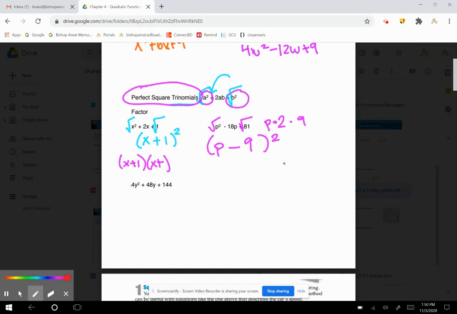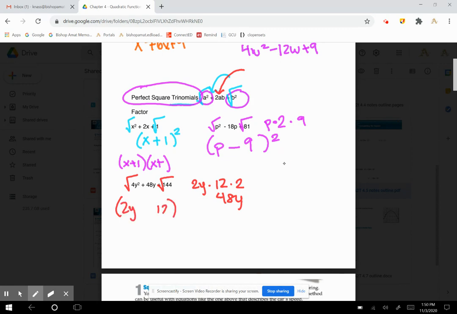Let's try one more. 4y squared is a perfect square and 144 is a perfect square. Let's try my hand. The square root of 4y squared is 2y. Square root of 144 is 12. If I take 2y times 12 times 2, and where am I getting this 2 from? Right here, I just drew an arrow. That gets you 48y, which is your middle term. So let's get the answer. This is 2y, this is 12. You bring the plus sign down because it's the middle sign. Squared would be your answer.